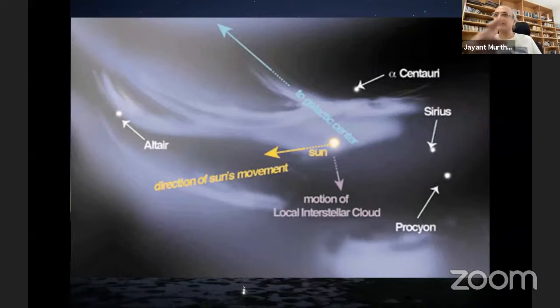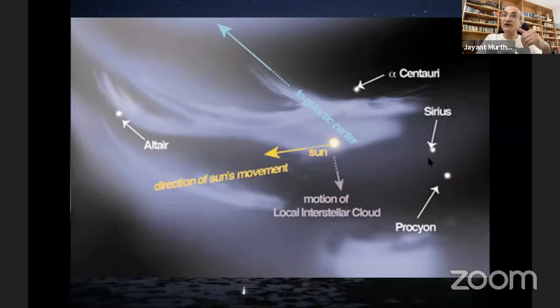Okay, so let me go back to the slide. Let me start over again at this slide. This is mapping the gas just around our sun. This is called the Very Local Interstellar Medium, VLISM. And you can see the scale, because here's Alpha Centauri, about 1.3 parsecs or 4 light years away, and here's Sirius.